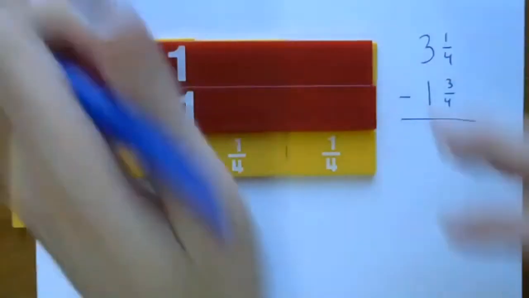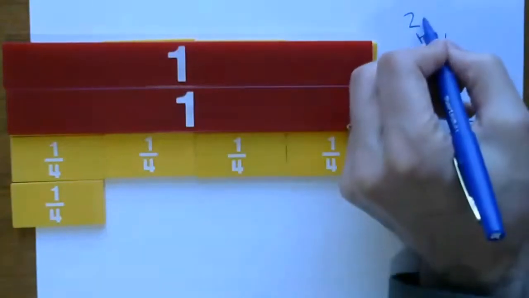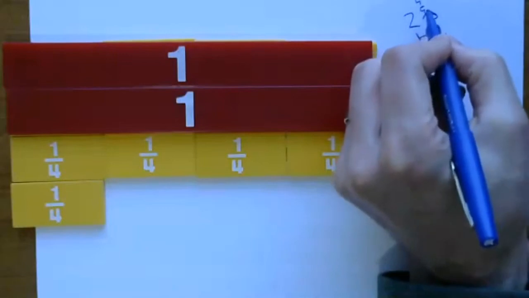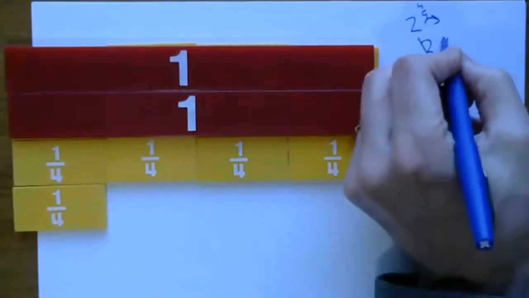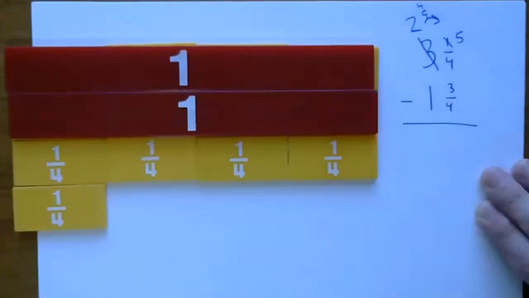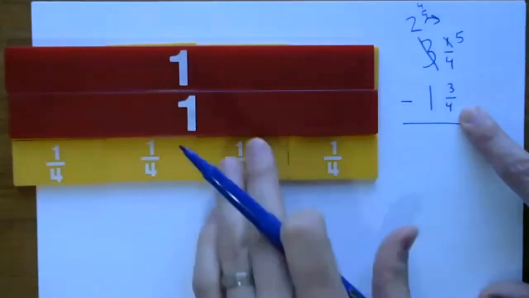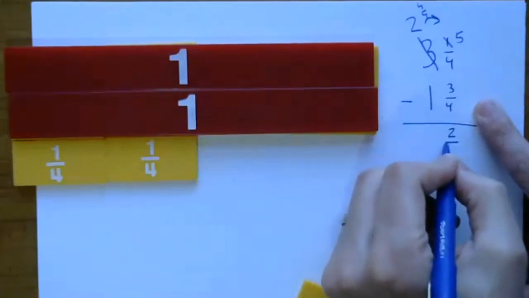4 fourths. So now I'm left with 2 wholes, and I'm bringing 4 fourths over here, and I'm adding it to the 1 fourth that I already have, so you can see I've got 5 fourths here now. 5 fourths, subtract my 3 fourths, 1, 2, 3. That leaves me with 2 fourths.